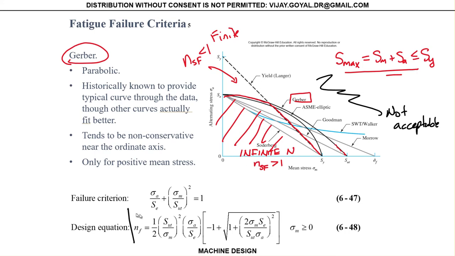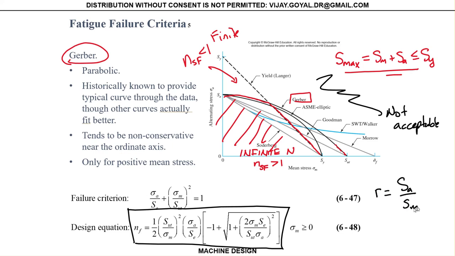What you see right here is how you calculate the fatigue factor of safety for Gerber. This is the equation. The other variation of this equation that's commonly used, as you can see, is with R. So R is equal to SA divided by SM, so many times this is also written divided by R.